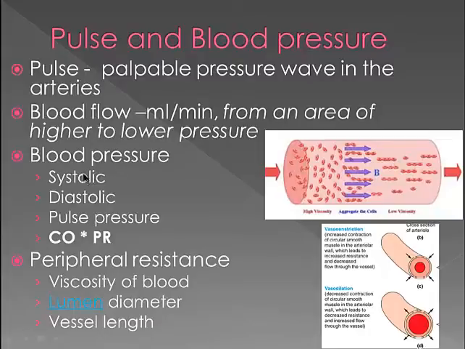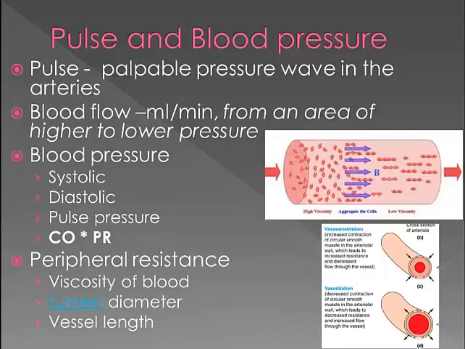Now blood pressure has two terms to it. One is called systolic pressure and one is called diastolic pressure. So blood pressure is the amount of blood that is passing through a blood vessel and the resistance which is offered by that blood vessel. So blood pressure is cardiac output times peripheral resistance.